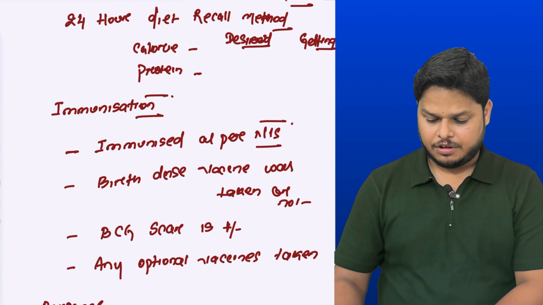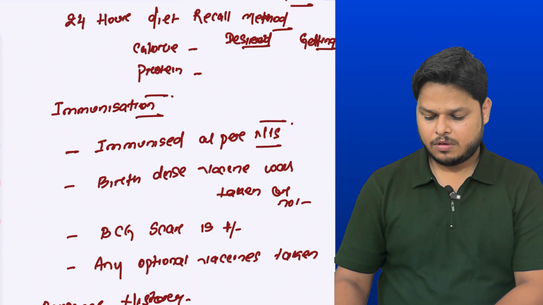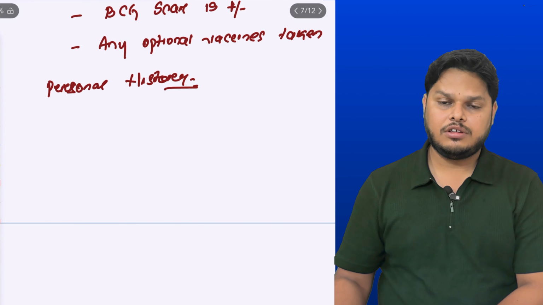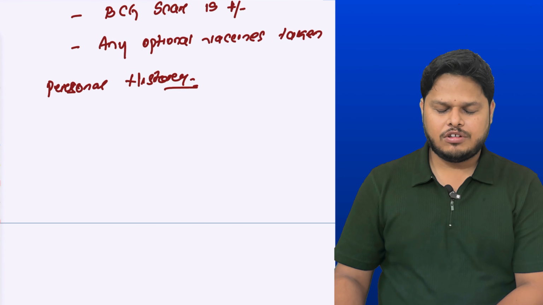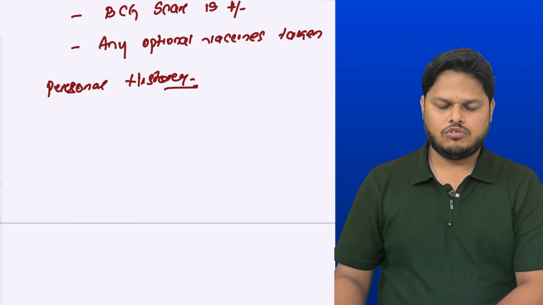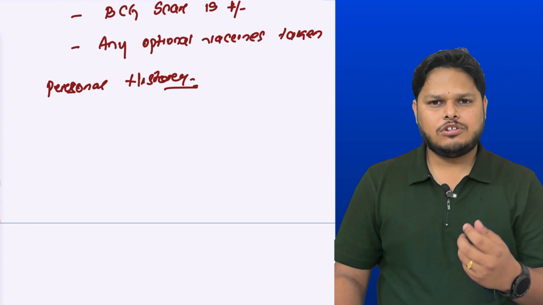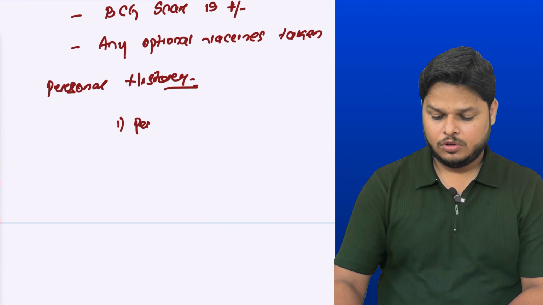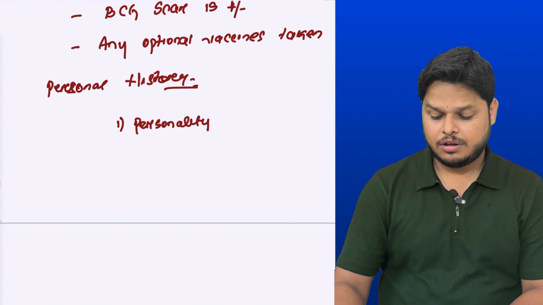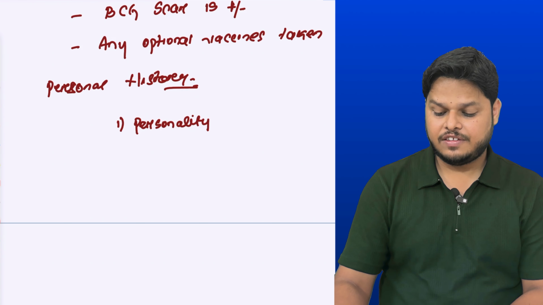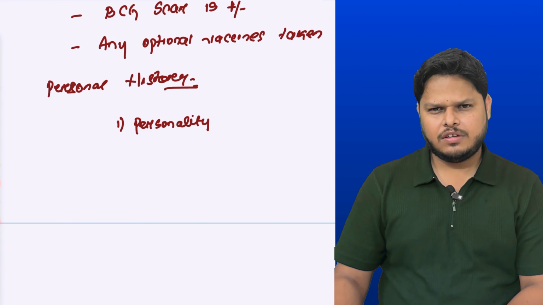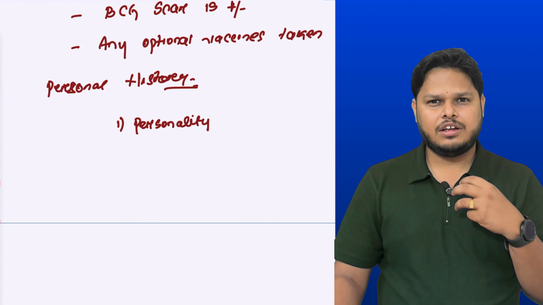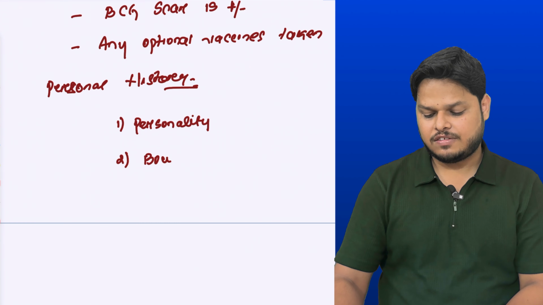Now we come to personal history. So what do we ask in personal history? Personal history is usually asked to a child who is above 7 years old, so that the child has an idea what he or she is doing, or the parents have an idea what the child is doing. So first we ask about the personality of the child, whether the child is getting too much angry, whether the child is a calm personality, whether the child is getting very easily distracted, whether the child is getting a lot of screen time. All those things we ask.